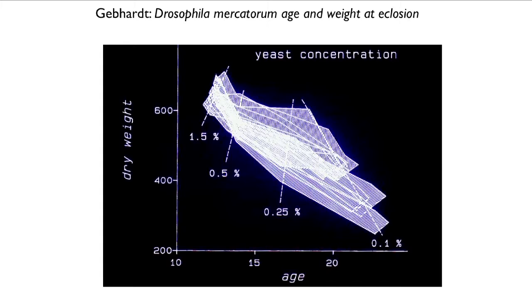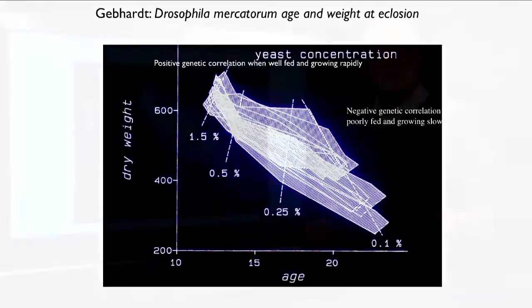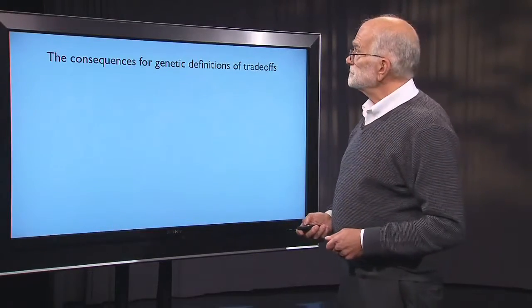And what you can see is that there is a positive genetic correlation when they are well-fed and growing rapidly. And there's a negative genetic correlation here when they're poorly fed and growing slowly. And those are correlations between half-sibs. 2 sets of half-sibs in this case. So genetic correlations can change with environment.